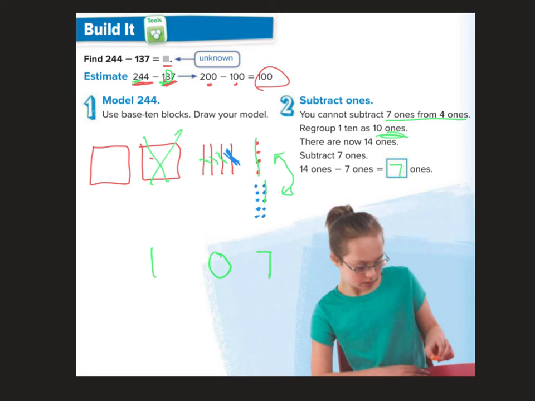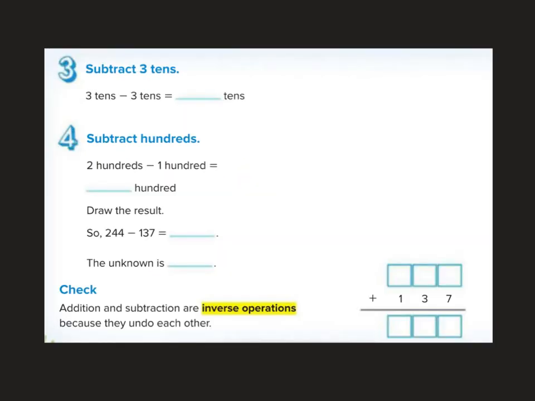Okay, so let's try another problem here. All right, so this kind of goes over what we just talked about on the last page. So we took 3 tens minus 3 tens is 0 tens. 2 hundreds minus 100 is 100. So we got an answer of 107. The unknown is 107.